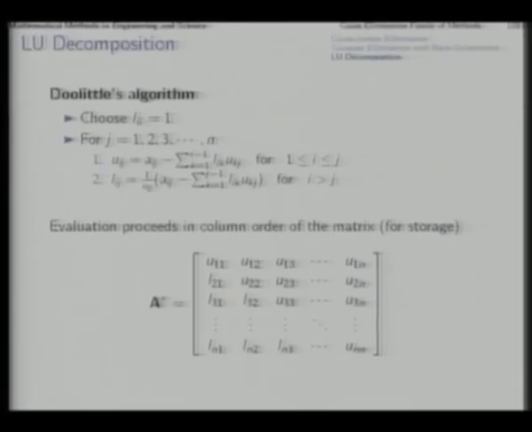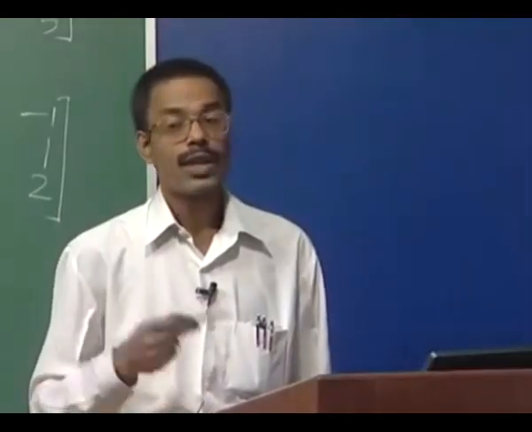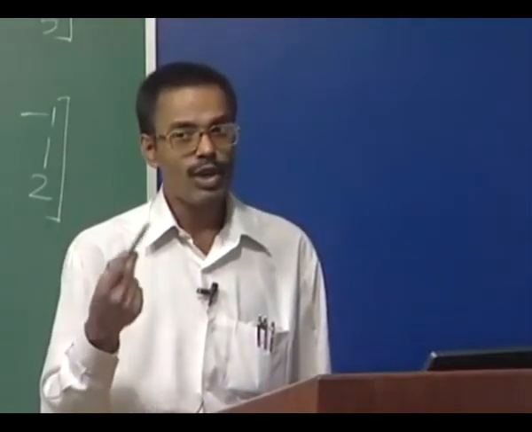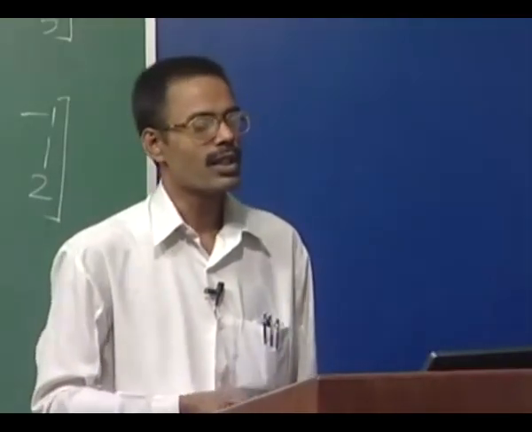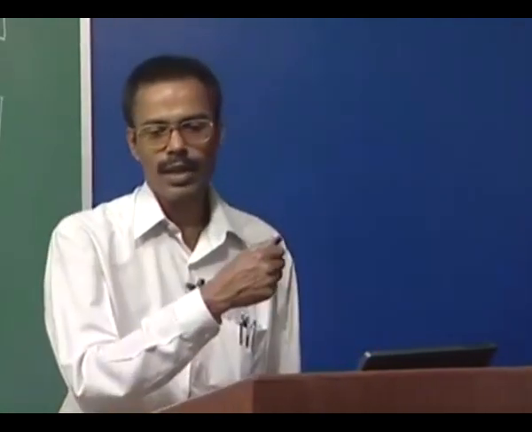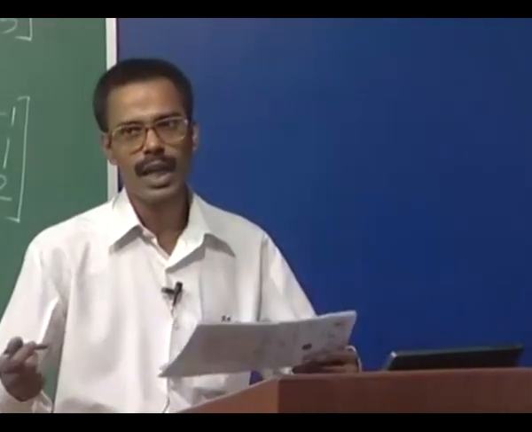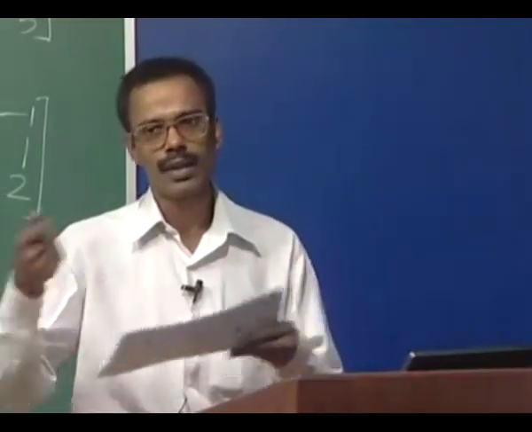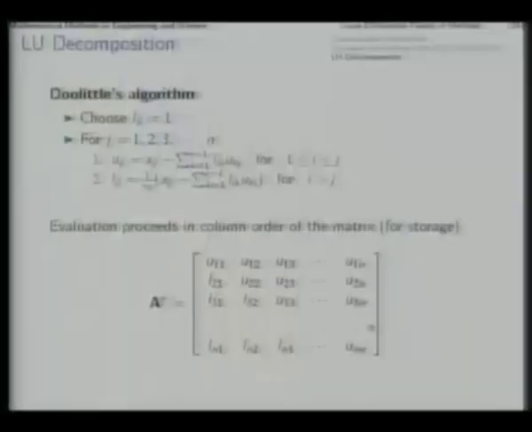Many professional algorithms also make another economical use of storage, in the sense that this matrix they return in the place of A itself. The address, the location in which you supplied A, in that name, in that place itself, it sends you back this matrix. Okay. Now, this is Doolittle's algorithm.